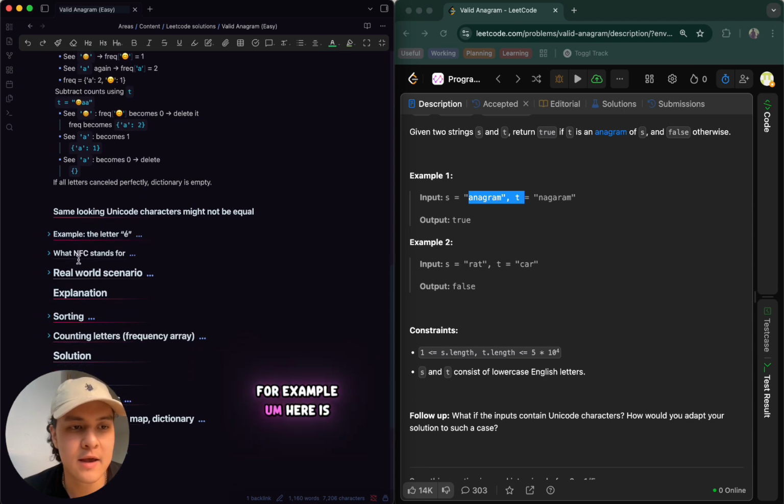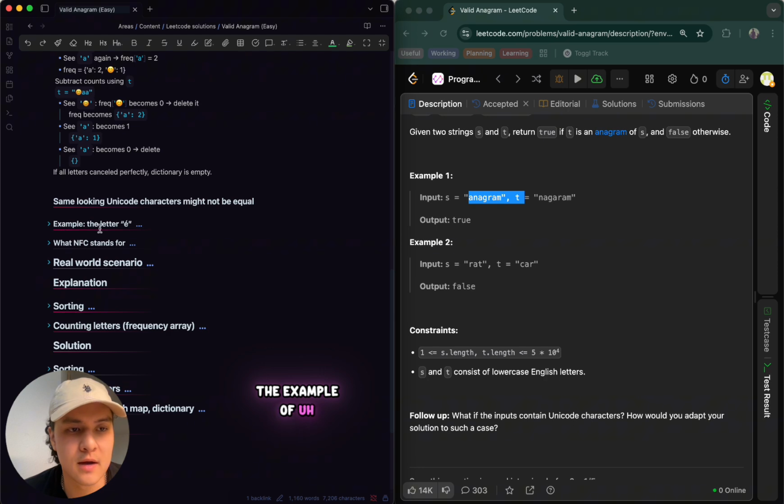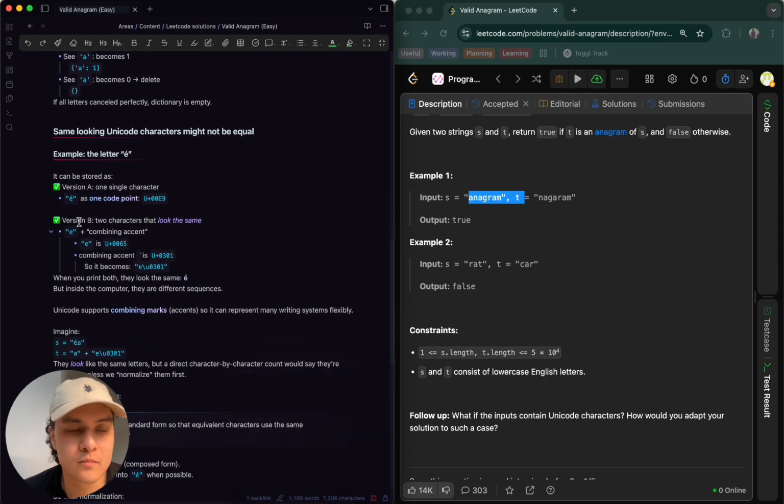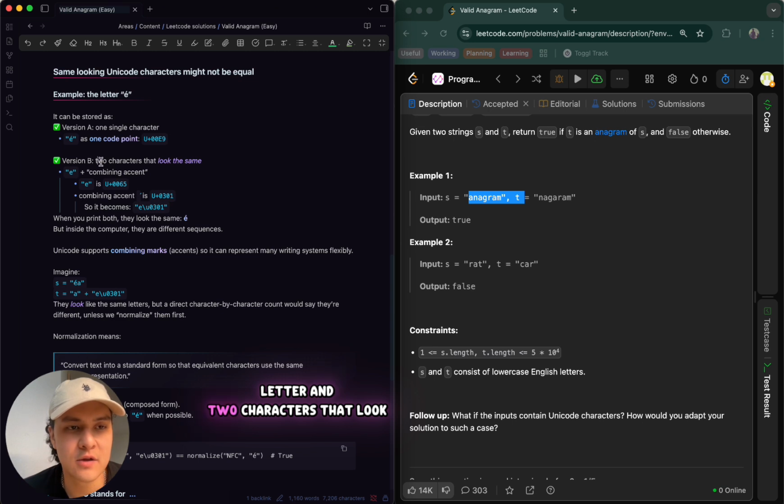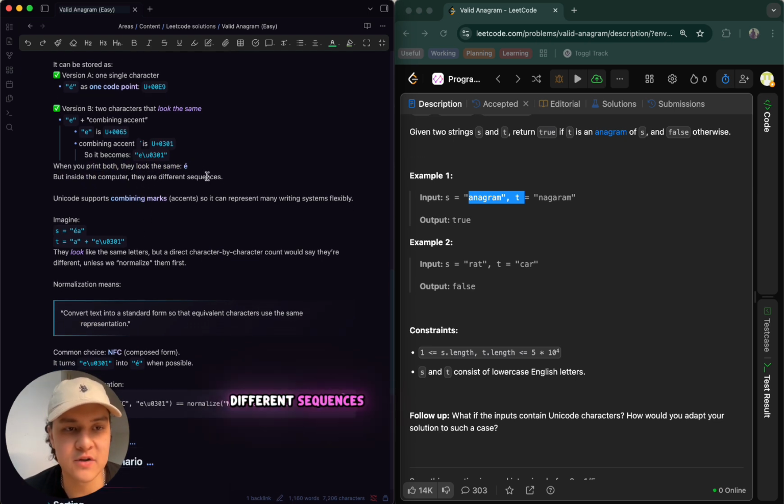But here comes one problem: in Unicode, same-looking characters might not be equal. For example, here's the letter E with an accent. It can be stored in different ways. First, as one single character, which is probably the code for this letter, and second, as two characters that look the same. For example, we can have E plus a combining accent. So this becomes really different from what we have here. When you print both, they look the same, but inside the computer, they are different sequences.